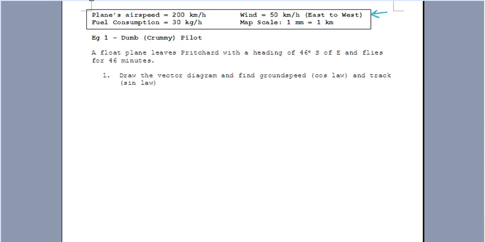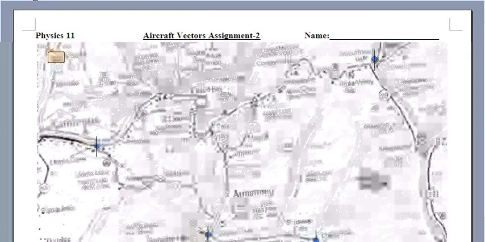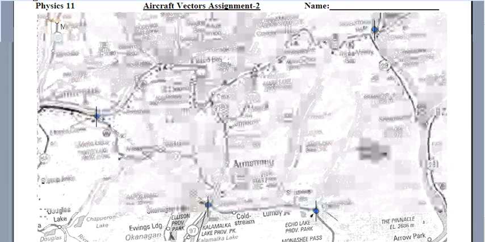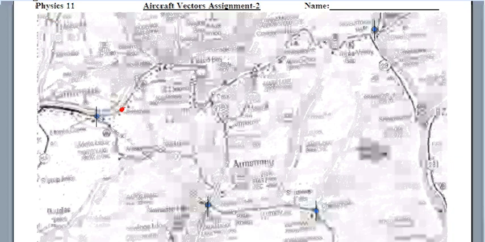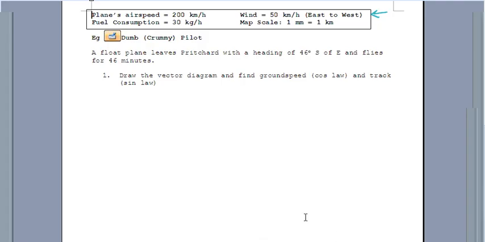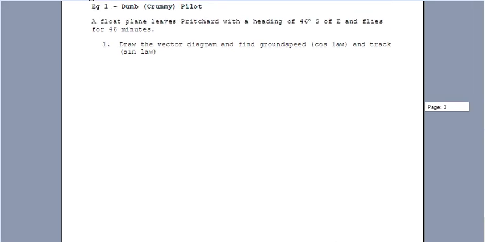So what you need to do is switch over to the airplane assignment. And we need to find Pritchard. Maybe you've driven by it. It's right here. So that's where he's leaving from. And we're going to find this crummy pilot on this map somewhere. So we're going to start by drawing a nice big diagram. And like big. Like it should take up most of this page big.